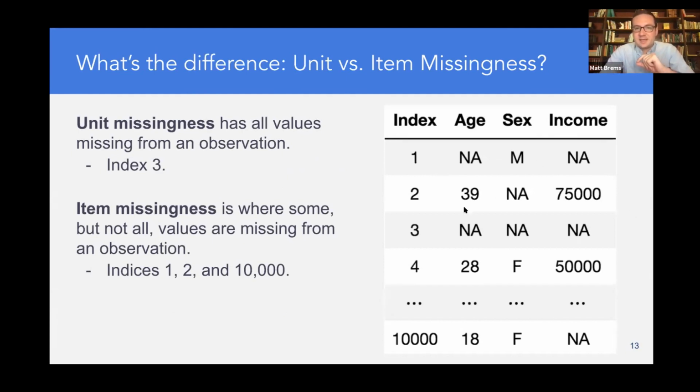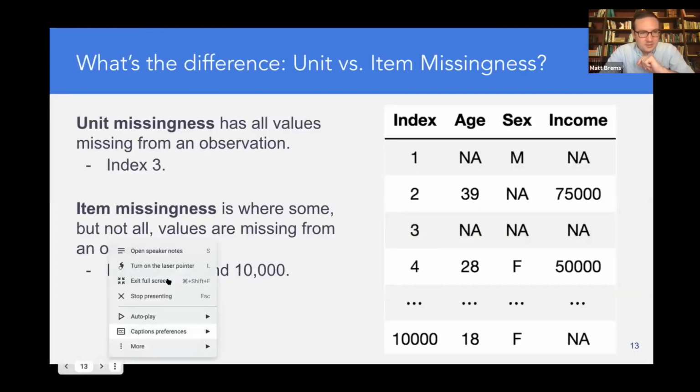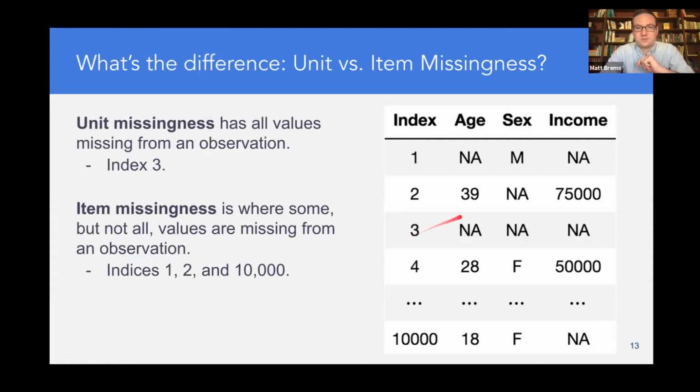So in this case, index 3, and here I think I'll pull up a laser so it's hopefully easier to see my mouse. Index 3, this person, we see an NA everywhere. So that would be an example of unit missingness.